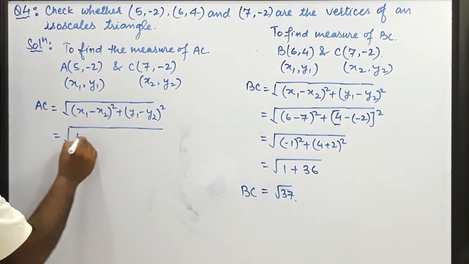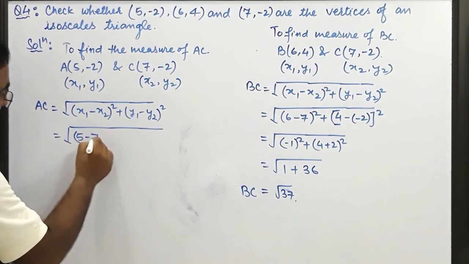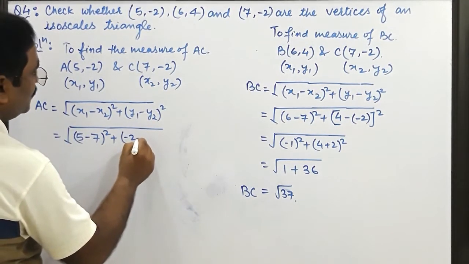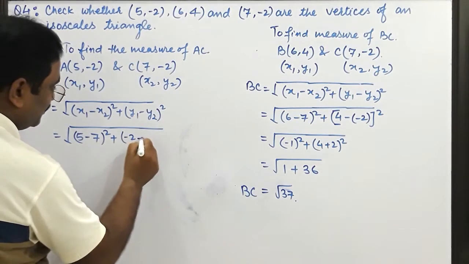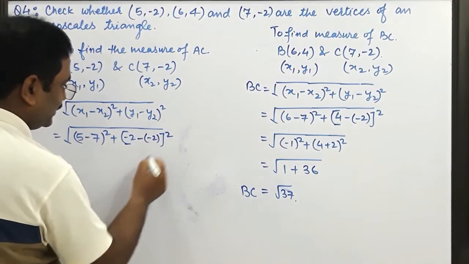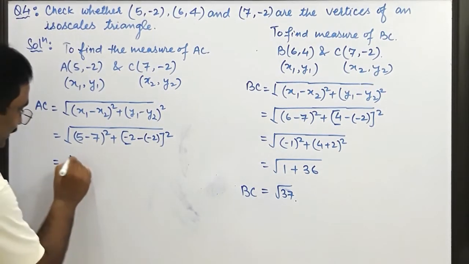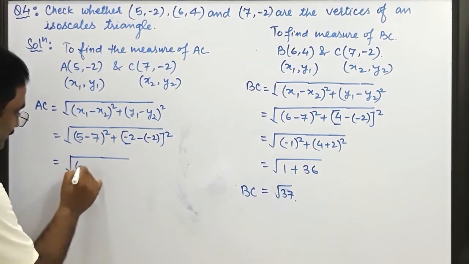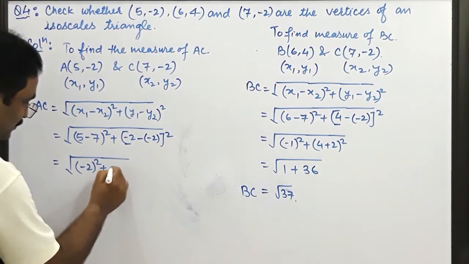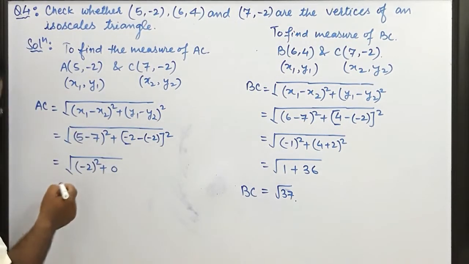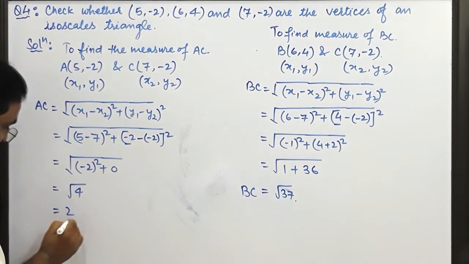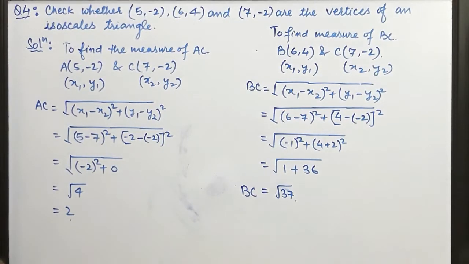So x1 is 5 minus x2 is 7 whole square plus y1 is minus 2 minus y2 is minus of minus 2 whole square. So here we are getting 5 minus 7 is minus 2 whole square plus minus 2 plus 2 that is 0 whole square means 0. So we are getting square root 4 that is 2. So measure of AC you got 2, right?